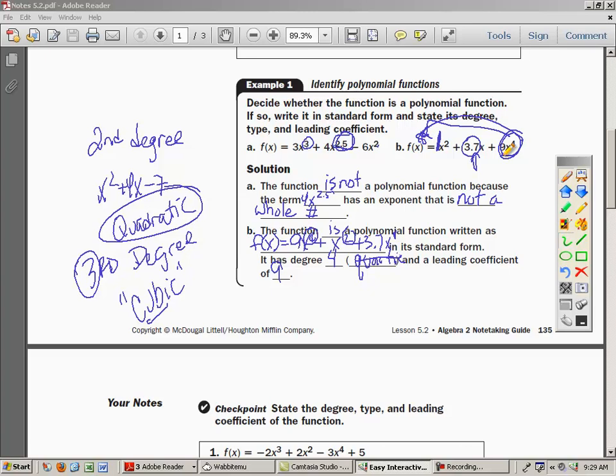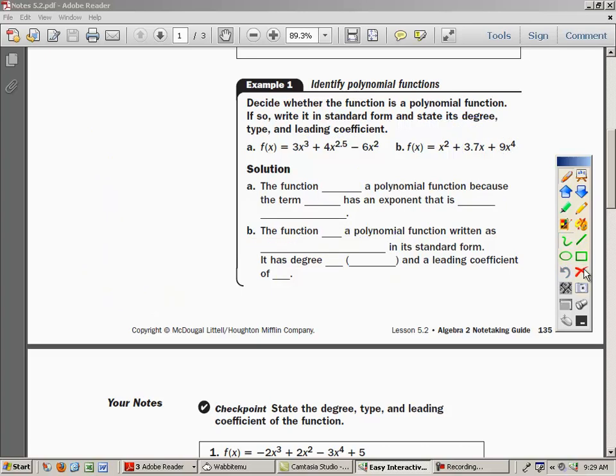Okay? All right, so we're going to go ahead and try a checkpoint problem. Try this one real quick. We'll be right back with solutions. It shouldn't take long.